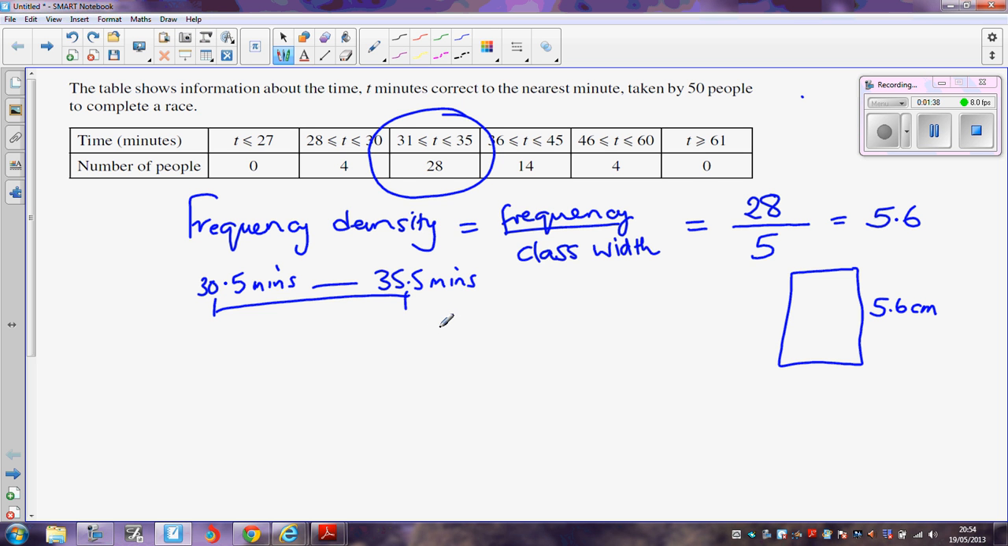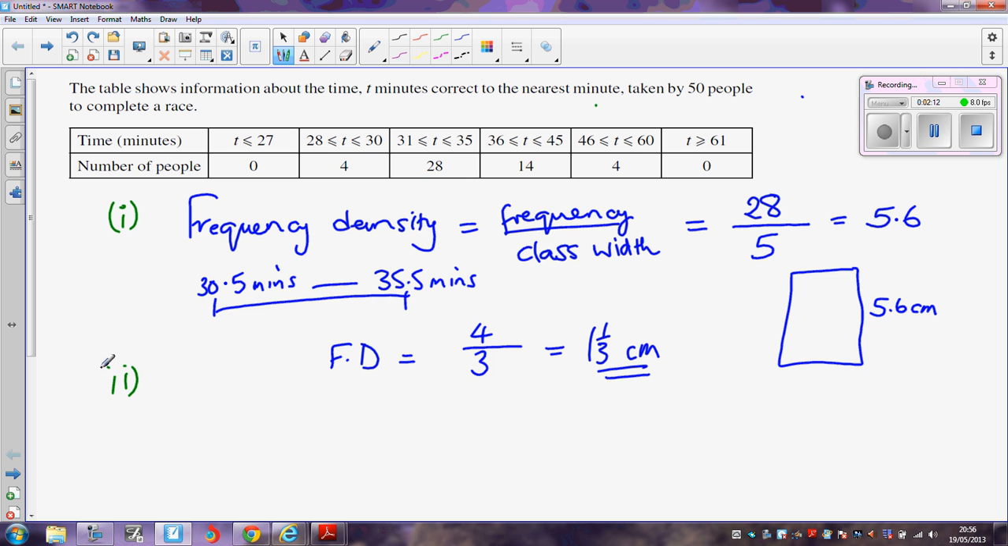It then says, what is the height of the 28 to 30 class? Well, that's this one. For that class, the frequency density is again the frequency divided by the class width. The frequency here is 4. The class width actually goes from 27.5 to 30.5, which is 3. So the frequency density is 1 1/3. Because the scale is just 1 centimeter to 1 unit, the height is just going to be 1 1/3 centimeters.